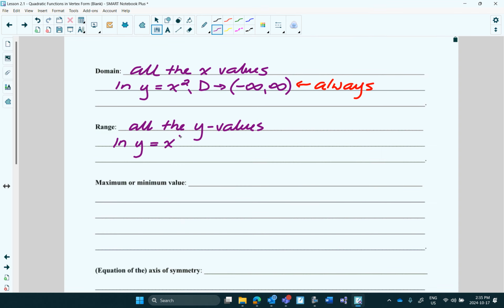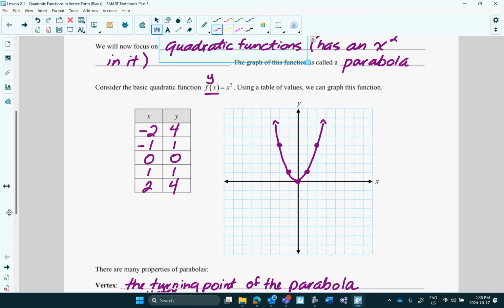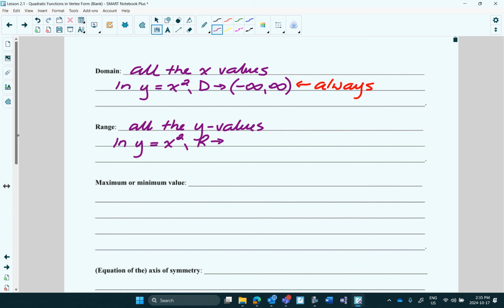So in y equals x squared, what's the range? Now you've got to change your thinking. What's the lowest y value to the highest? Lowest to highest. Yes. 0 to infinity. Nice.